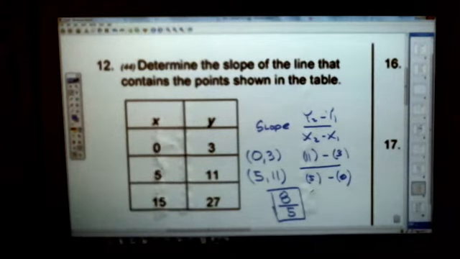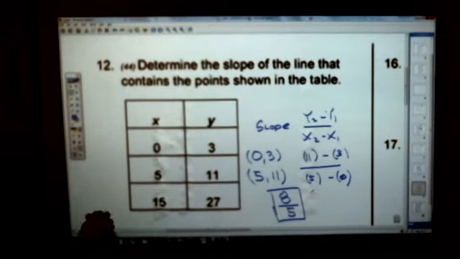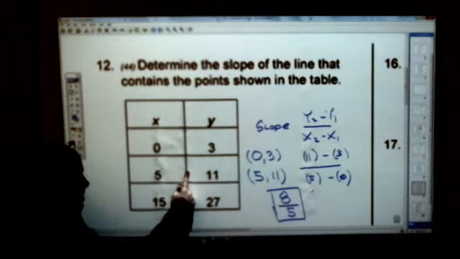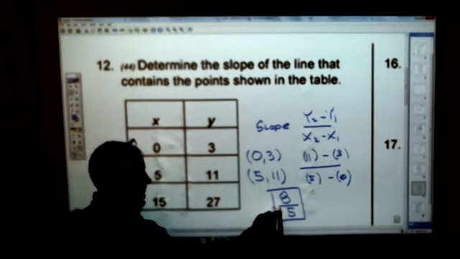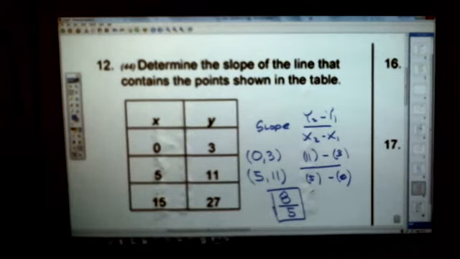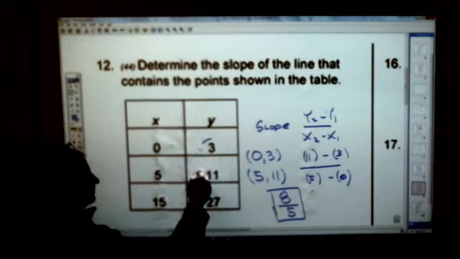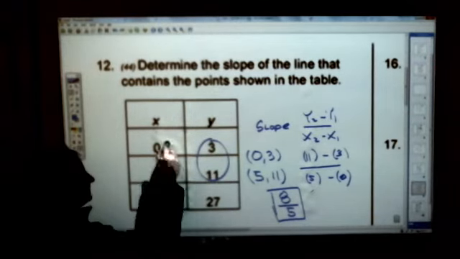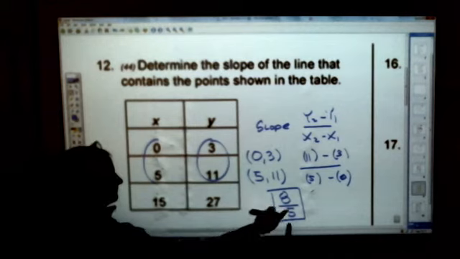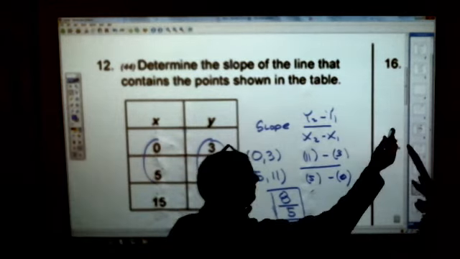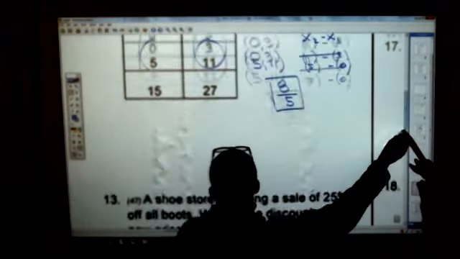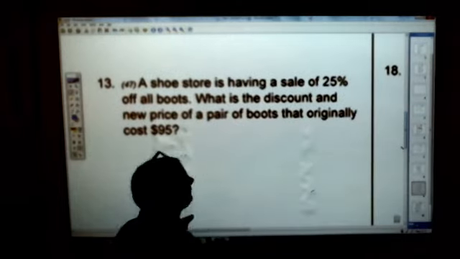You could graph it, but again, your graphing would have to be very accurate. But you know it crosses at these 2 points, so those could have been the 2 points in each triangle. You should still get that number there. Change in y was 8, x changed by 5. That's all you have to do.